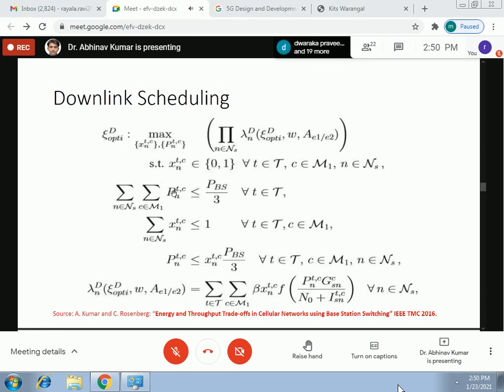Similarly, we can allocate power PNTC. This is for the downlink. So this is the downlink power from the base station to user N in time slot T on subcarrier C. Now within a time slot, the total power of a base station is constant. So if I add PNTC over all number of users over all subcarriers C, this summation of PNTC is upper bounded by PBS by 3, where PBS is the base station transmit power. This additional factor of 1 by 3 is coming because we assumed here directional sectors. So if you have 3 sectors in a base station, then we are equally dividing the power between the 3 sectors. So there is a PBS by 3, right?